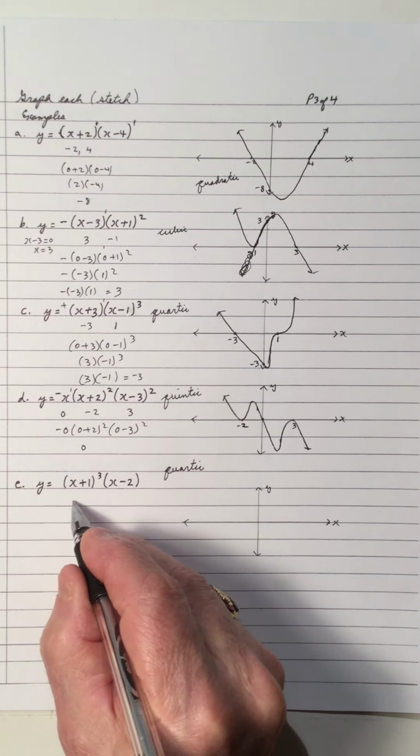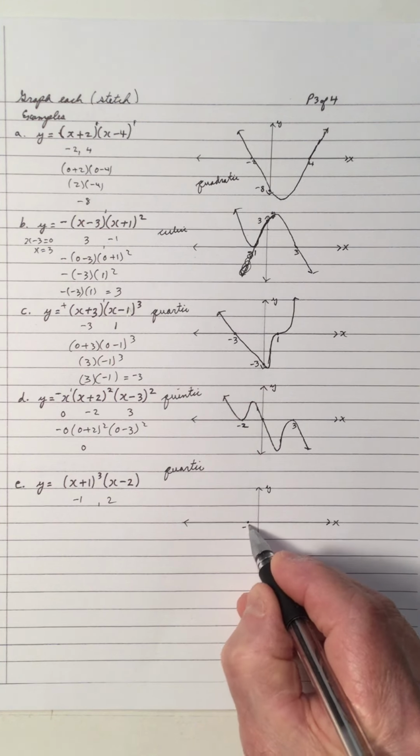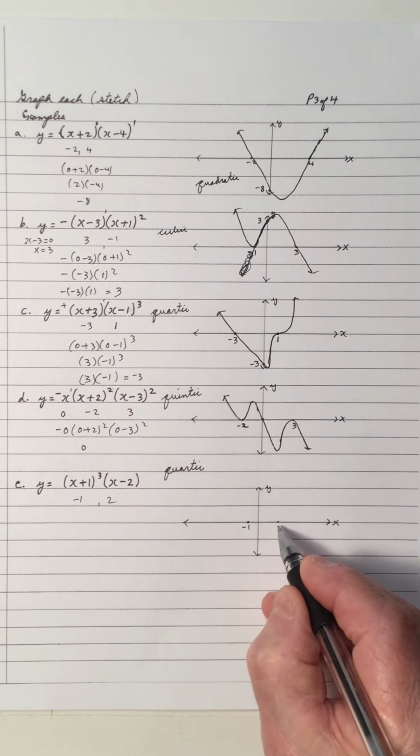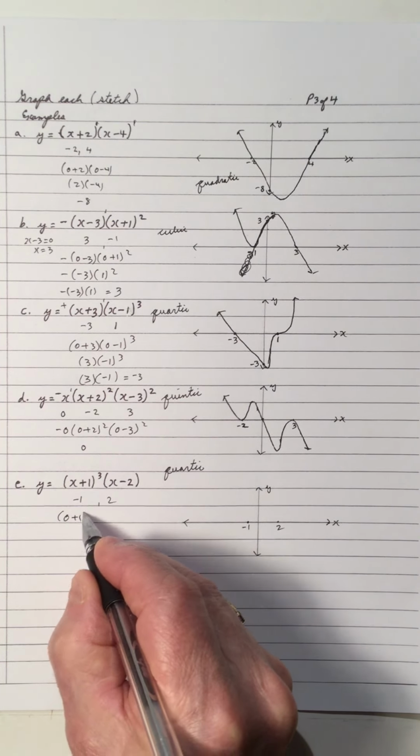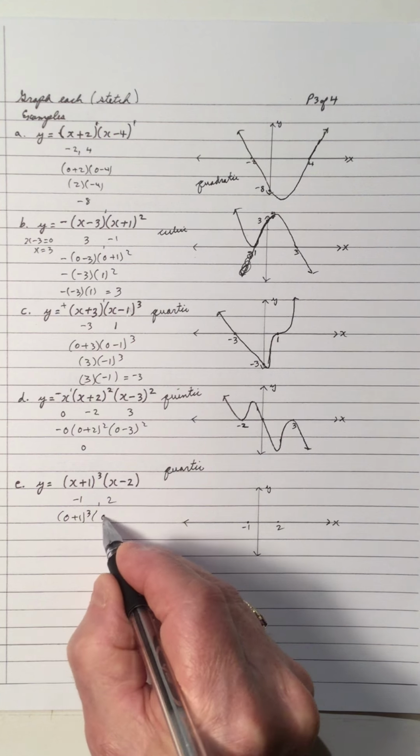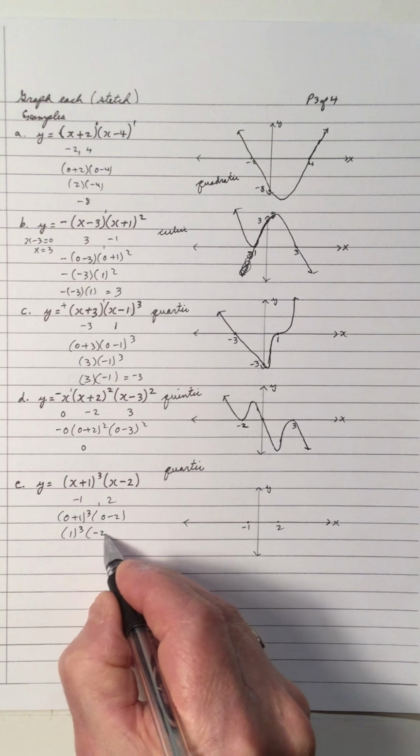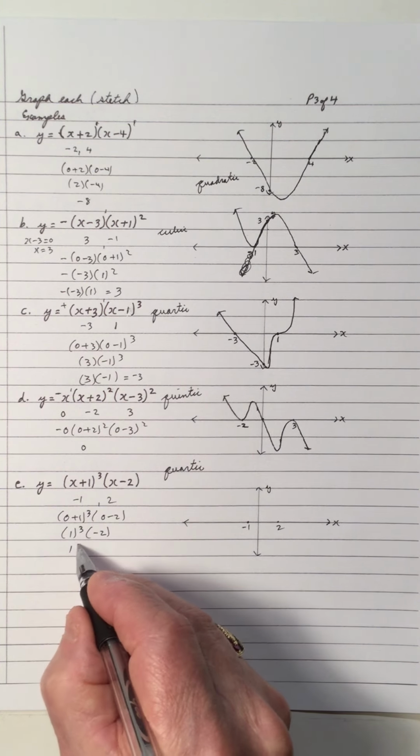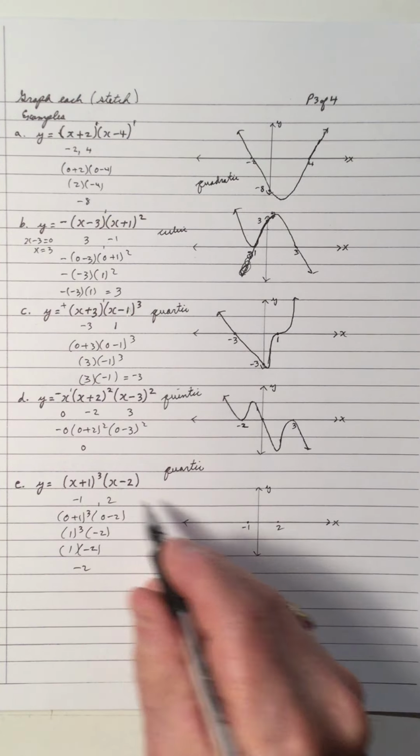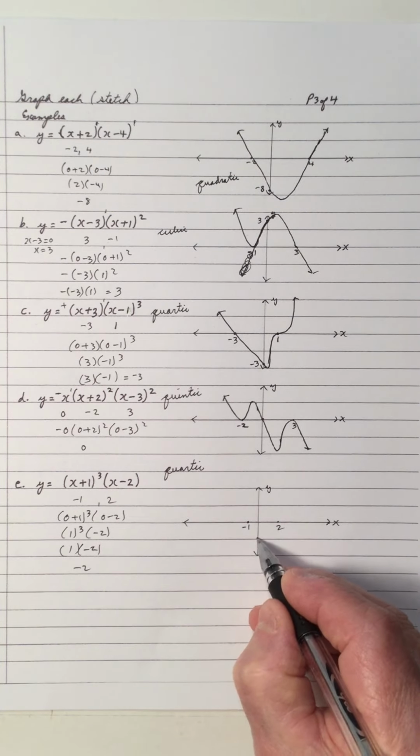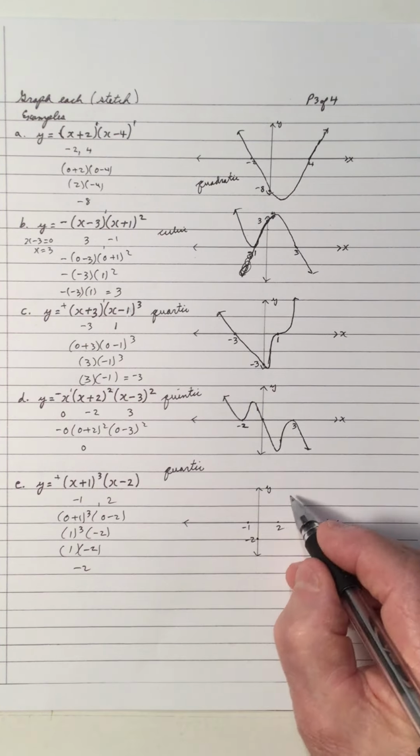And the x-intercepts are -1 and 2. X-intercepts are -1 and 2. So we just approximate them. And when we let x equal 0, we get 1 cubed, -2, and that gives me 1 times -2, -2. So the y-intercept is -2. Let's put it right there. And it's positive, so it's coming down from the top.